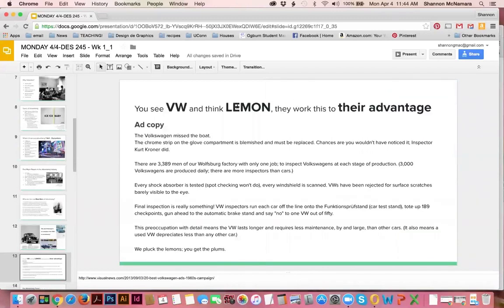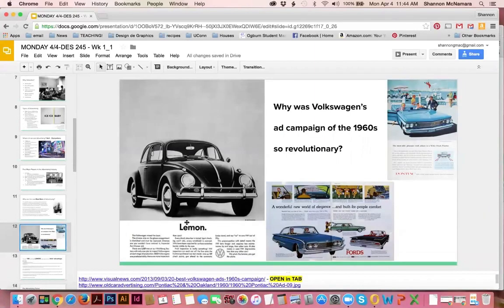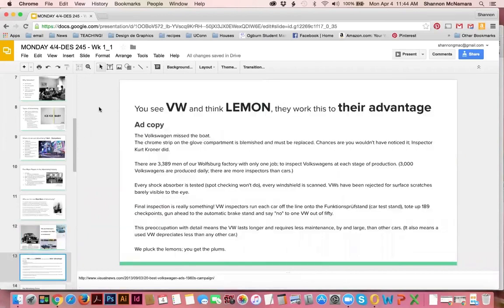These tiny, tiny cars in the land of big cars, and it says "lemon." So you see Volkswagen and you think lemon, and they ended up working this to their advantage. If you saw that ad and you saw "lemon," you're now going to read the body copy. And if you do read the body copy, it all starts to make sense.